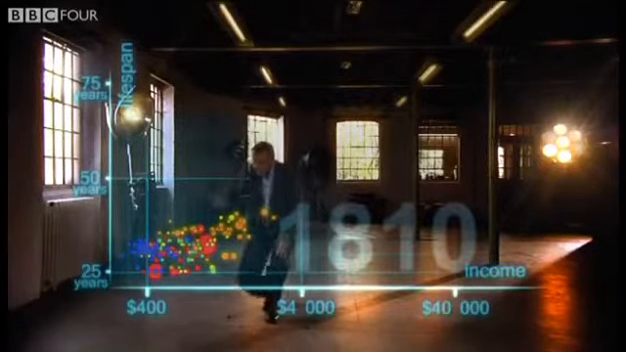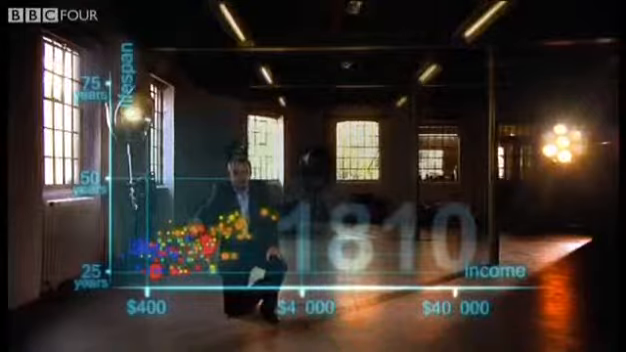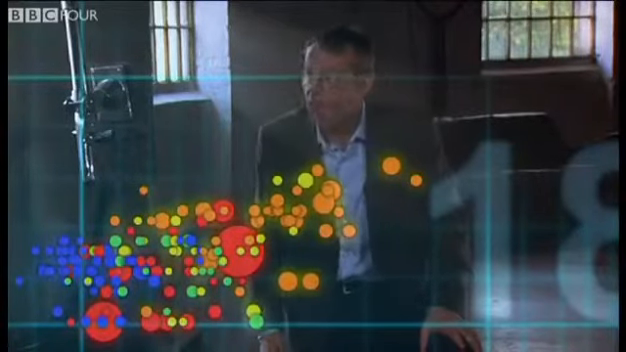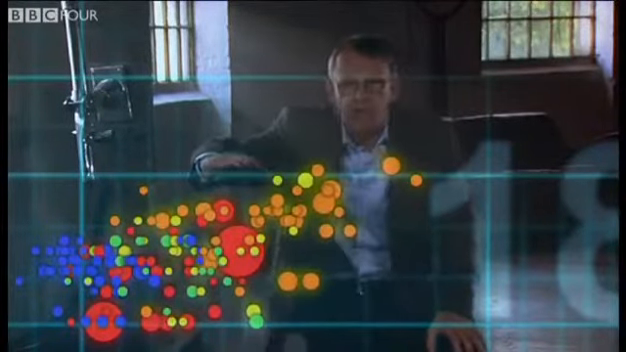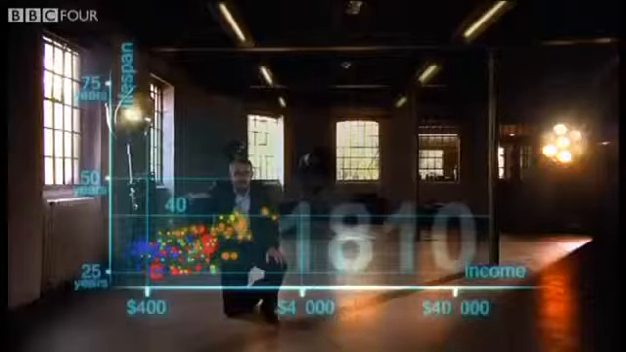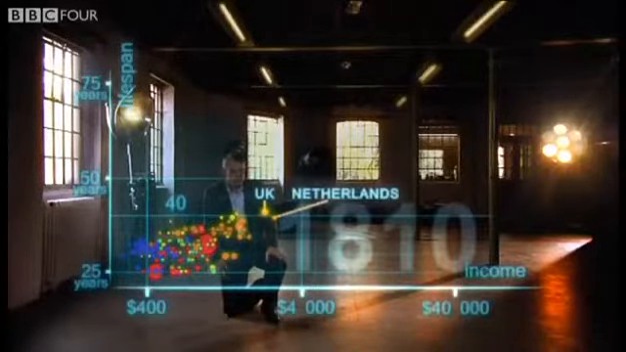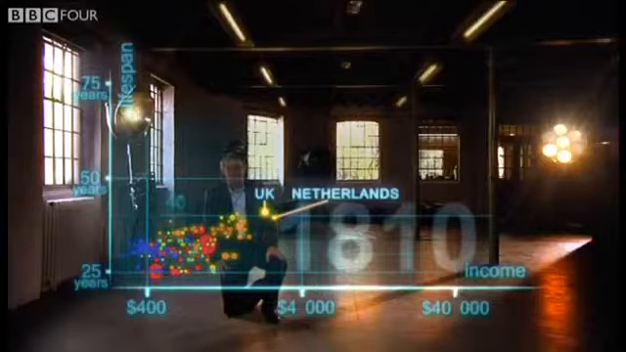And in 1810, it was pretty crowded down there, wasn't it? All countries were sick and poor. Life expectancy was below 40 in all countries. And only UK and the Netherlands were slightly better off, but not much.